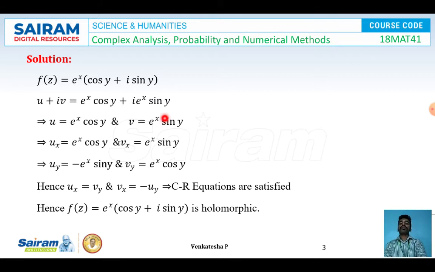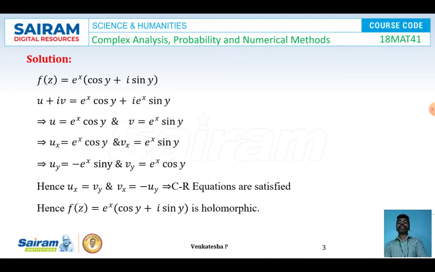So differentiating u and v with respect to x partially, treating y constant, I got dou u by dou x is equal to, keeping cos y as it is, differentiating e power x, e power x itself. Similarly, differentiating v with respect to x, I got dou v by dou x is equal to, keeping sin y as it is, differentiating e power x, e power x.